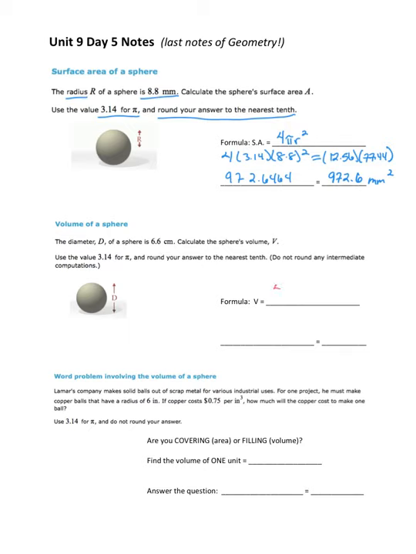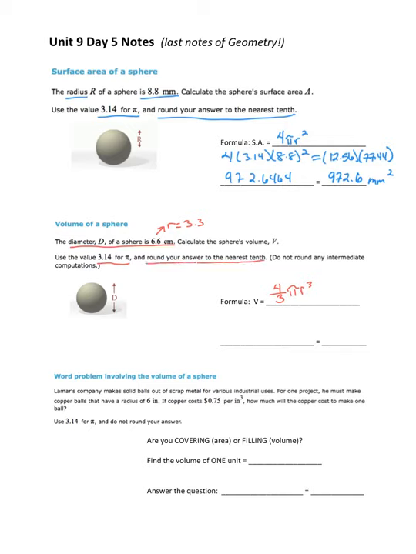It is 4 over 3 pi r cubed. All right, 4 over 3 times pi r cubed. Let's do that one. We've got the diameter is 6.6. That means the radius is 3.3. We're going to use 3.14 for pi. Round my answer to the nearest tenth.